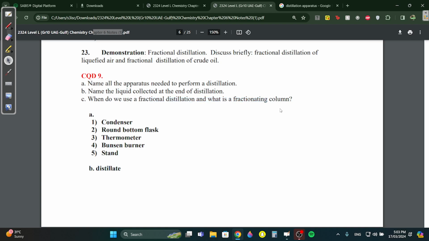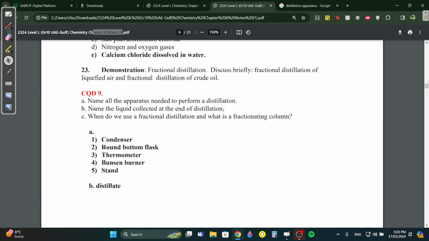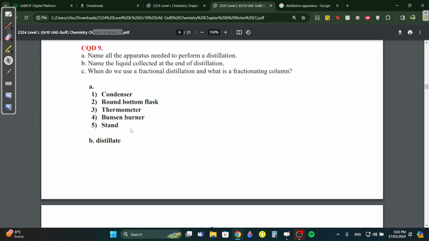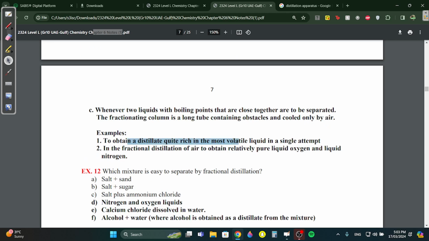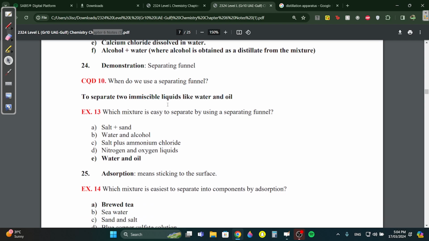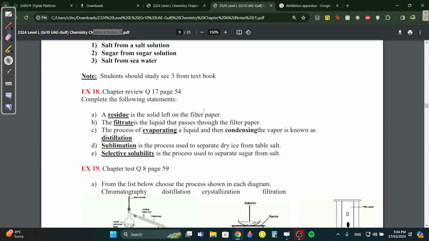When do we use a fractional distillation? Fractional distillation, we use it when two liquids have close boiling points. What is a fractionating column? It's a long column filled with obstacles and cooled only by air. That's important, okay? Cooled only by air. Did they say examples? They didn't say examples. But okay, quite rich in the most volatile liquid. When do we use a separating funnel? To separate two immiscible liquids like water and oil. Say immiscible. Immiscible meaning they don't dissolve.